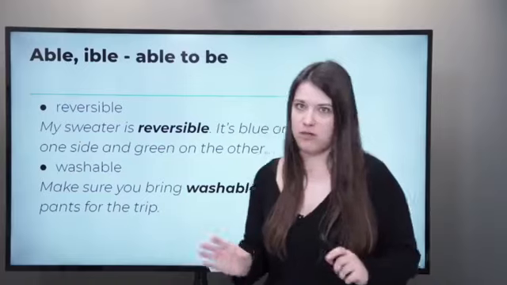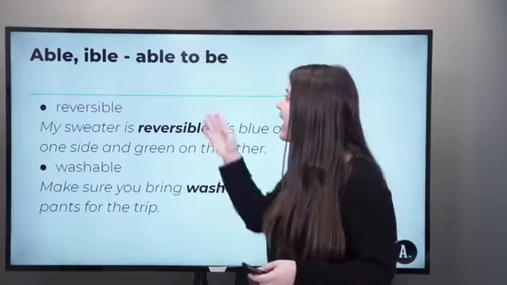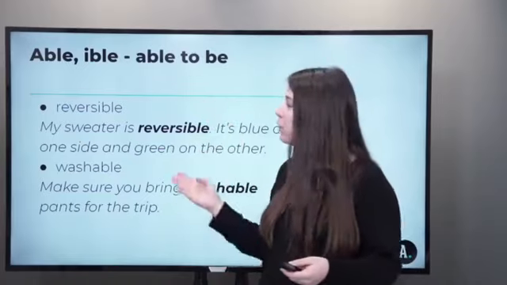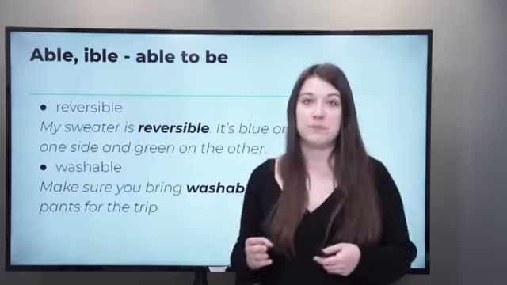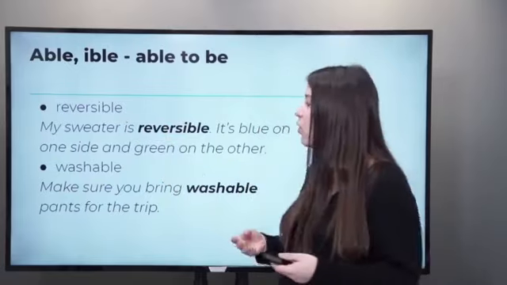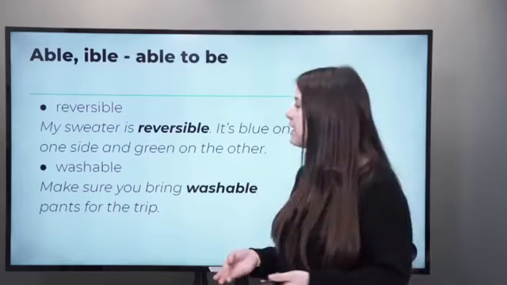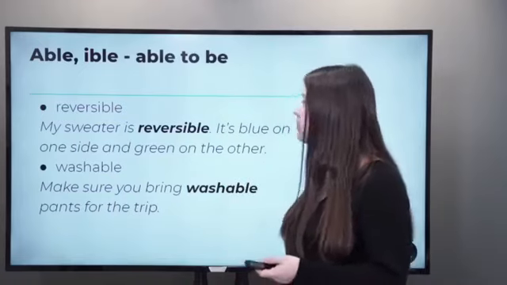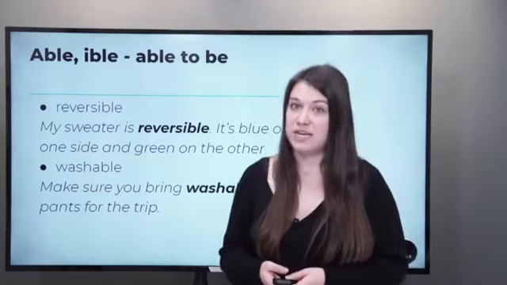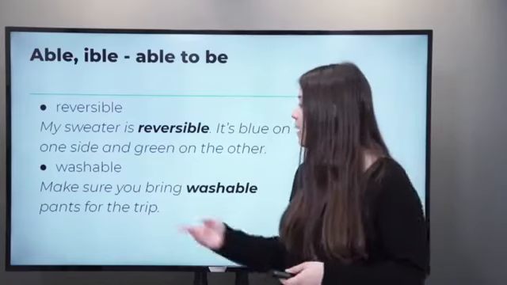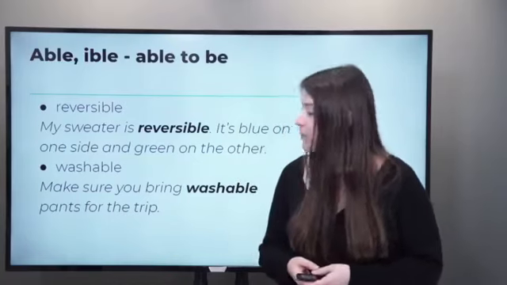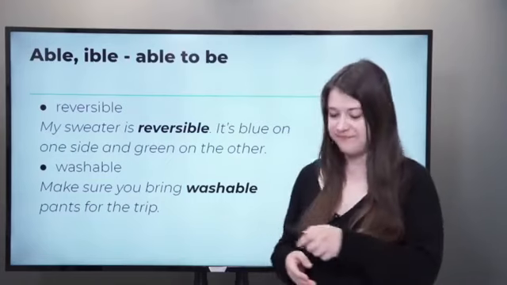All right, so we have the suffix able or ible. This depends on the word, but it has the same meaning, able to be. For example, reversible means that something can be reversed, or washable means that something can be washed. For example, my sweater is reversible. It's blue on one side and green on the other side. Make sure you bring washable pants for the trip.